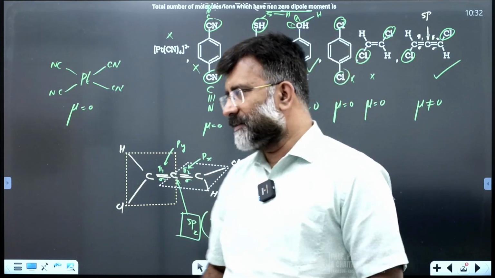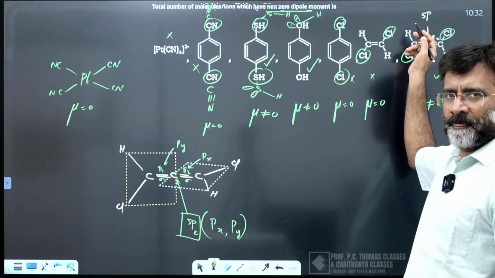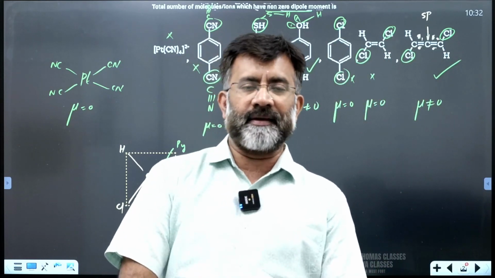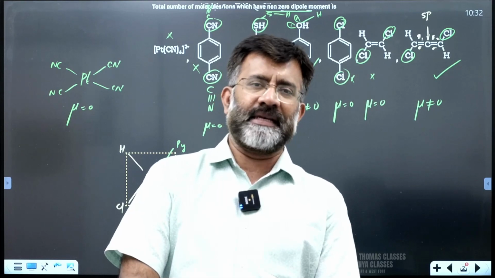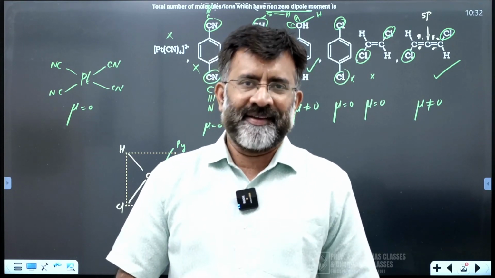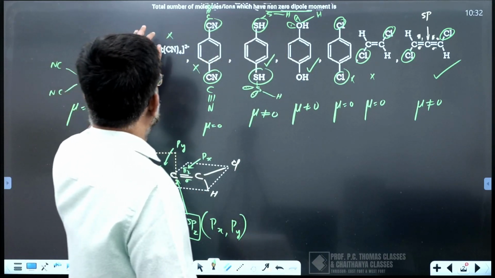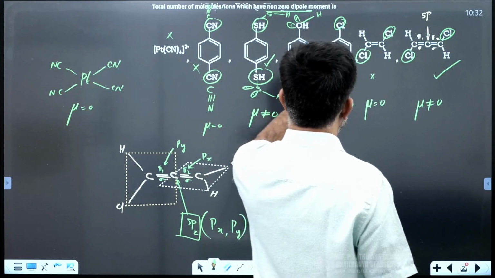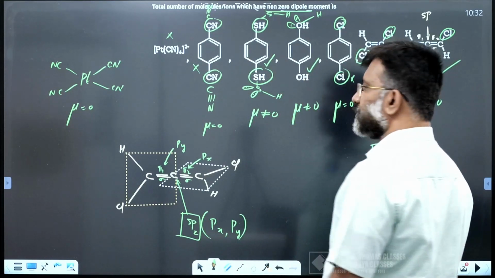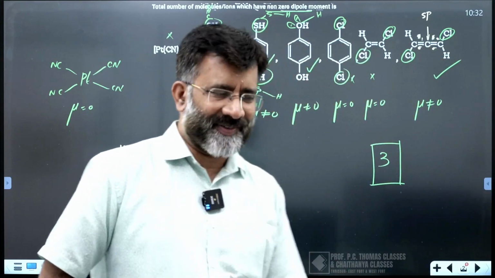So in fact, these two chlorines are not in the trans position so that they get cancelled. And that is the sole reason why these, called allene derivatives, are many times capable of chirality. Okay, so that's about it, and the answer is no, no, yes, yes. So there are 3 molecules which have non-zero dipole moment, right? Next one.